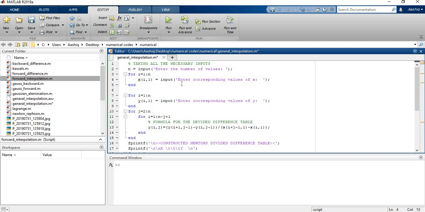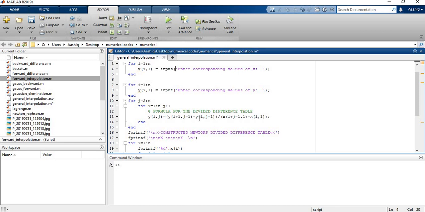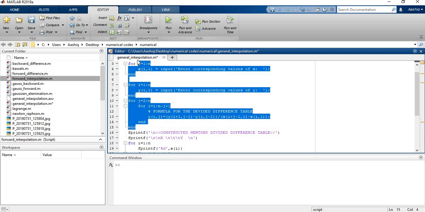So this is it. Firstly, I have taken all the necessary inputs. At first, I have taken how many observations you have, or how many x values or y values you have. You have to tell this first. And then I can take the input of x values, and I can take the input of y values. Afterwards, I have introduced this formula to calculate the values of differences in the divided difference table, and store it in a matrix. So I would like to explain how to work with this formula. So I'd like to run this code.